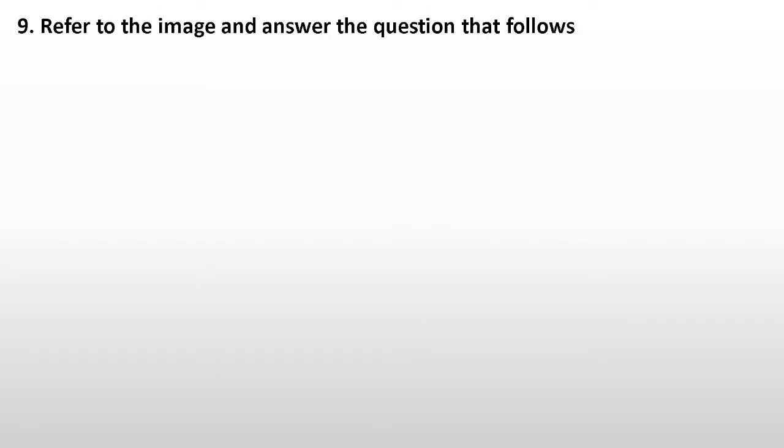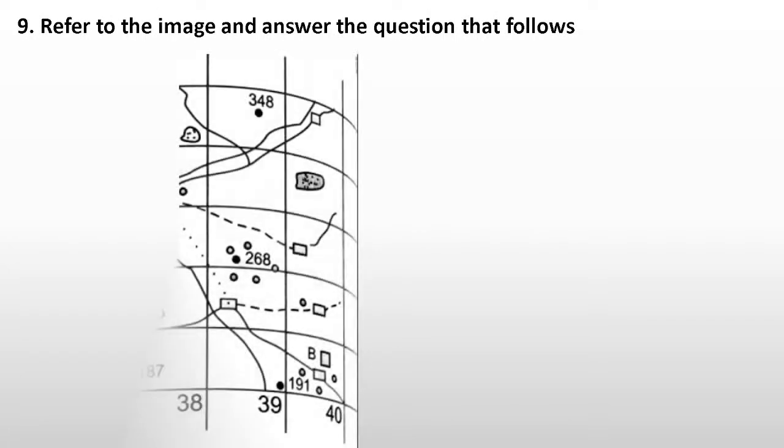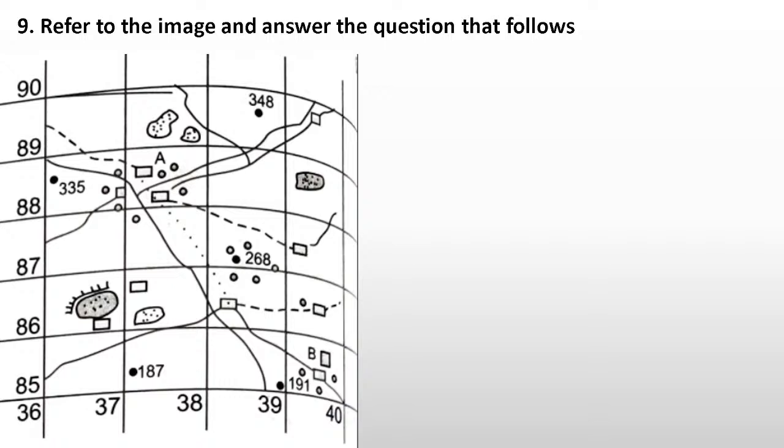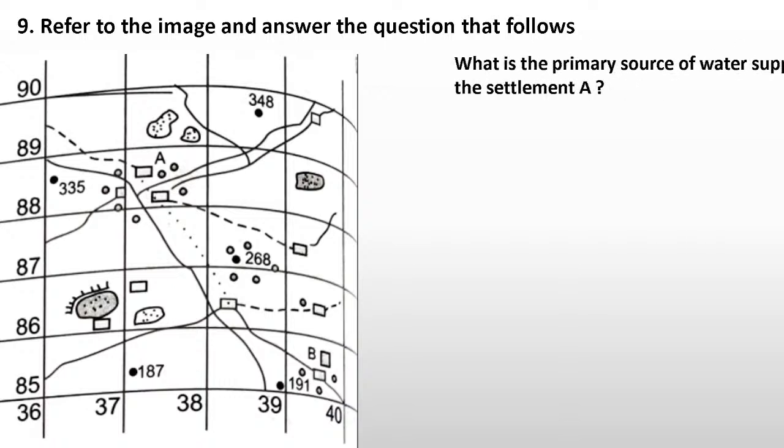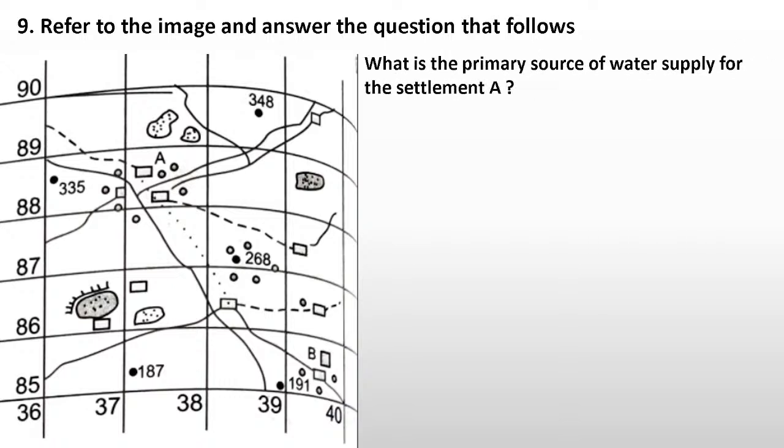Okay, so question number 9, refer to this image and answer the questions. And the question is, what is the primary source of water supply for the settlement A? I repeat the question. What is the primary source of water supply for settlement A?